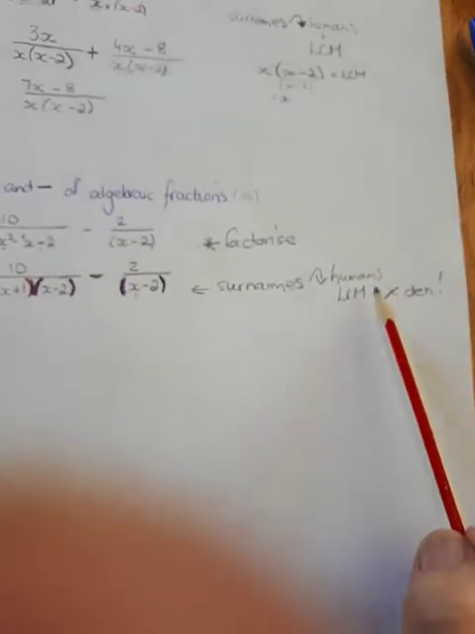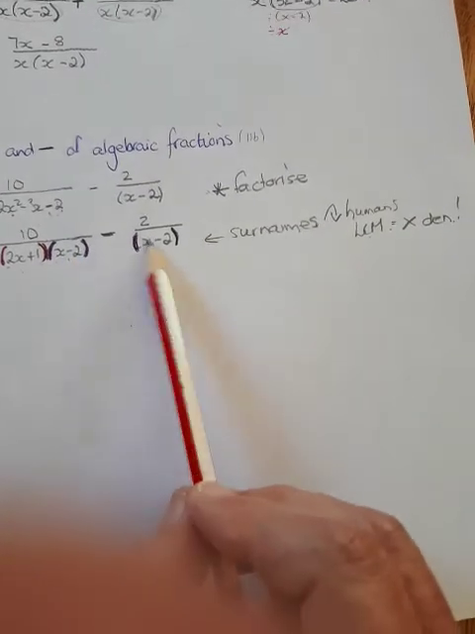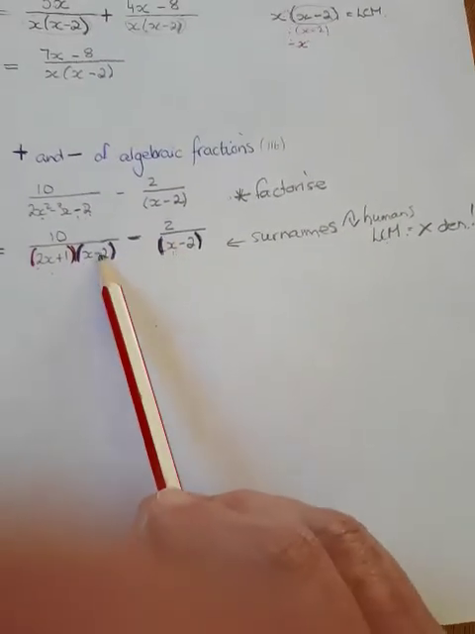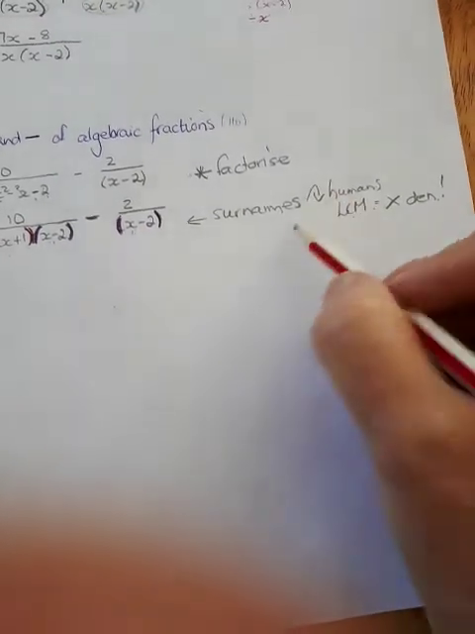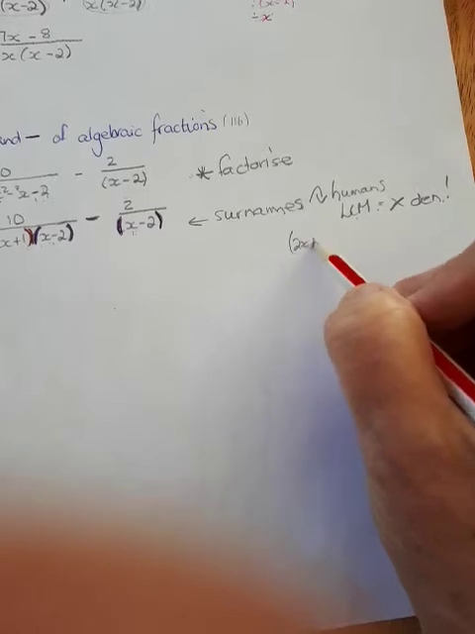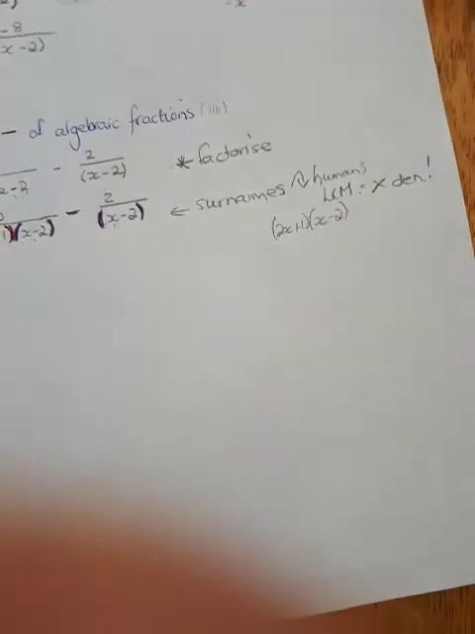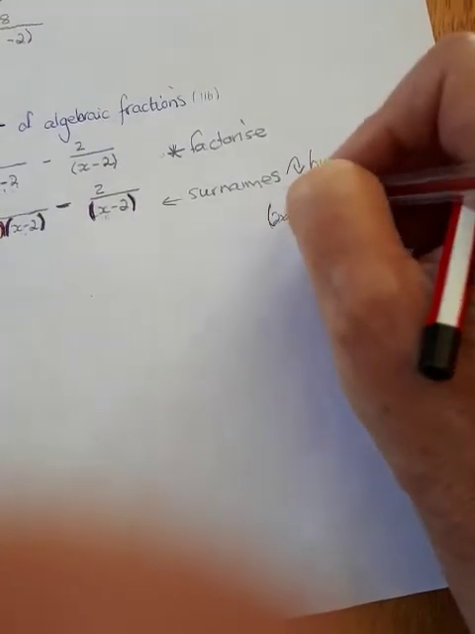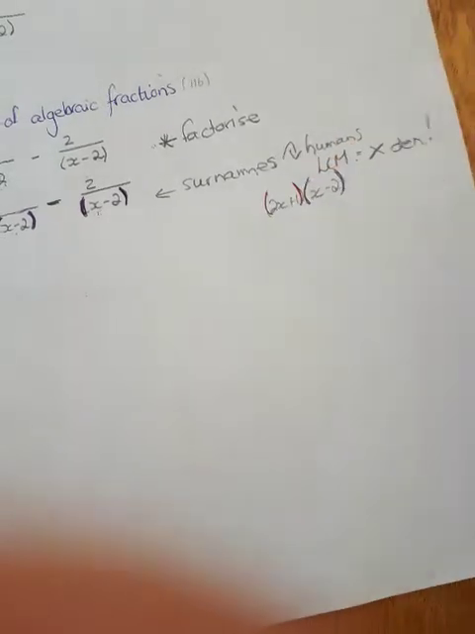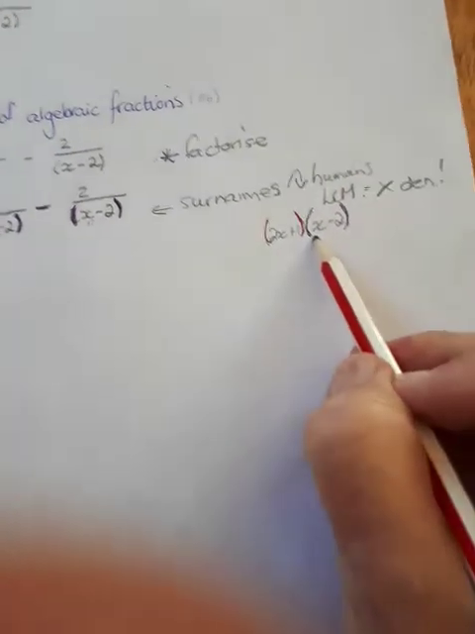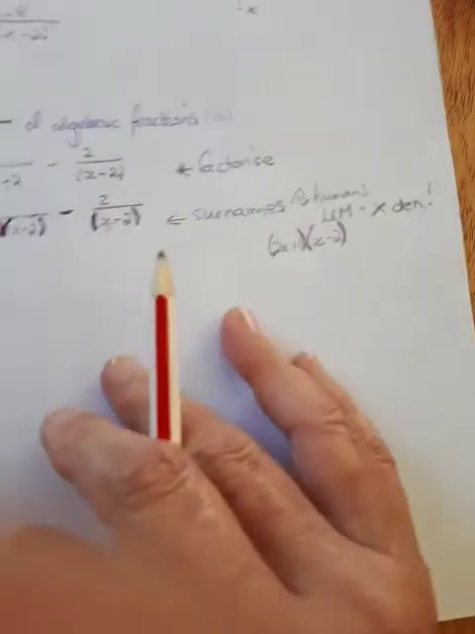So I'm going to color that also purple. Meaning that when I find my lowest common multiple, I will never repeat any factor. So because this is purple and this is purple, my lowest common multiple in this case will be 2x plus 1 and x minus 2. We've got the red bracket and we've got the purple bracket, and that is my lowest common multiple. I do not repeat x minus 2. I've already got that.